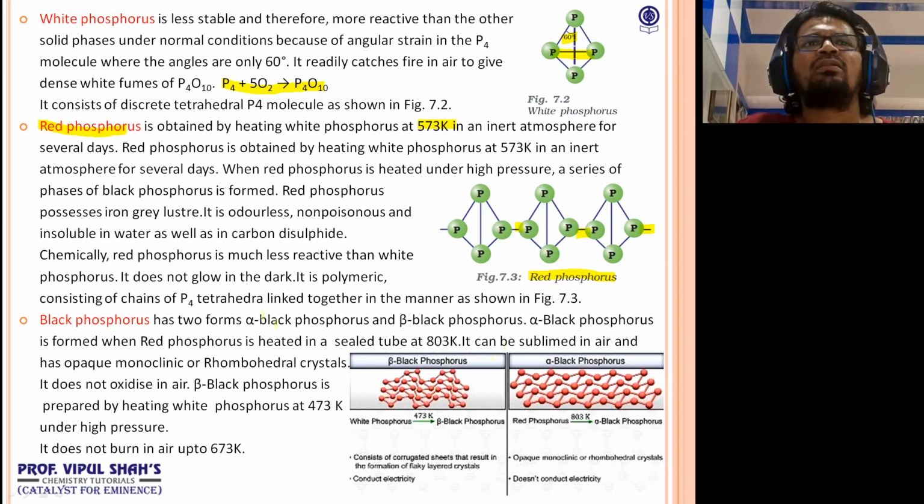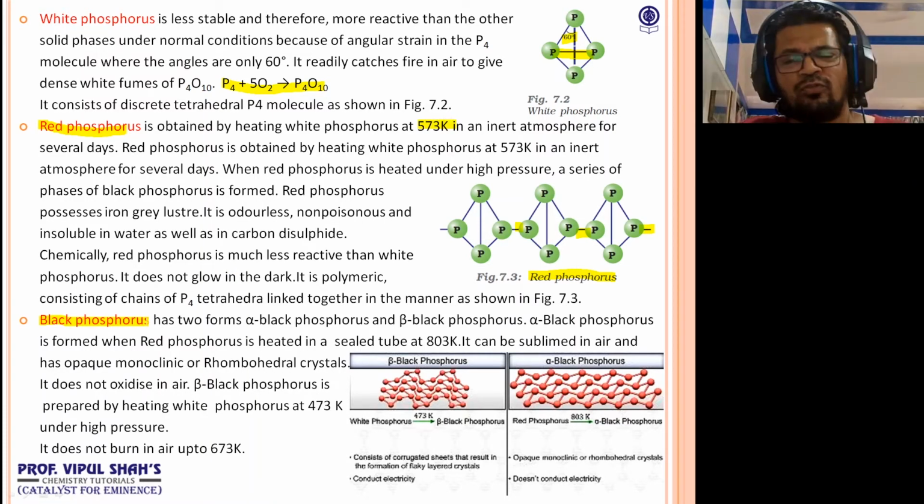Then it possesses luster, poisonous, all this part is okay. It is just to read over there, that's fine. Last one, that's black phosphorus. That's thermodynamically the most stable form. So from an MCQ point, out of white, red and black, black is thermodynamically the most stable form of phosphorus. It's in 2 forms, alpha black and beta black phosphorus. Alpha is formed when it is heated at a temperature of 803 Kelvin, and beta is formed when you heat white phosphorus at 473 Kelvin.